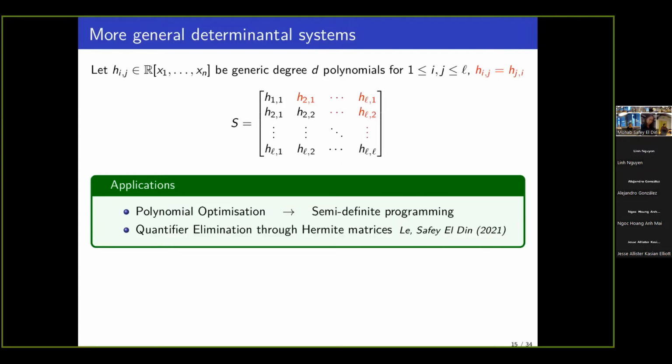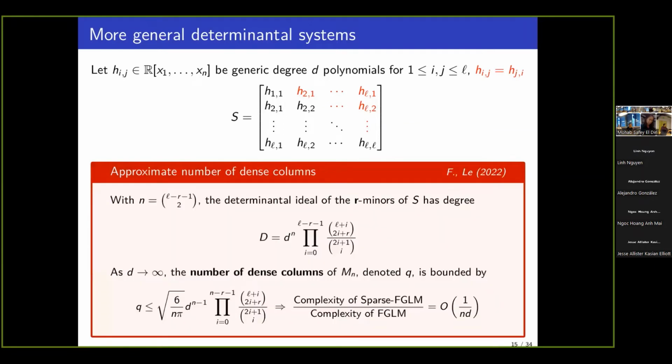But for this class of determinantal systems, those coming from a symmetric matrix, now we have an L by L matrix with this symmetric structure. This has applications again in, of course, polynomial optimization. These kinds of matrices appear in semi-definite programming, but we also have an application in quantifier elimination. And so our main result is an asymptotic number of dense columns for this class of systems.